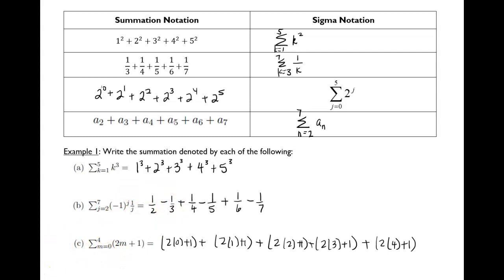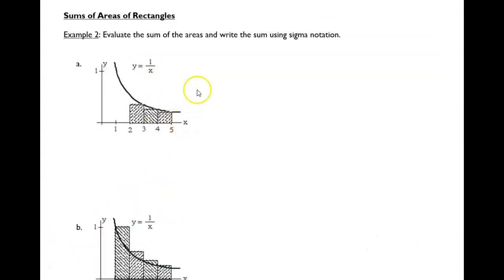Let's get to the calculus now. We're going to evaluate the sums of the areas and write the sum using sigma notation. I notice here that my function is given to me, it's y equals 1 over x, so I will be able to find those values, even though it might be hard for me to see on the graph. I can see that my base for each rectangle is 1. My height here is at f of 3.